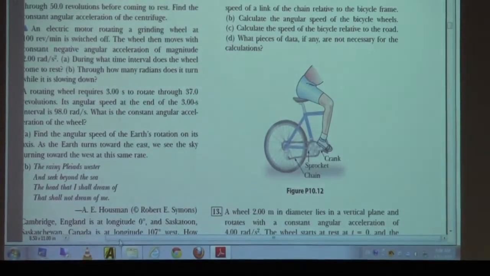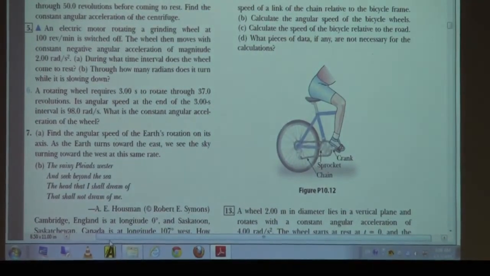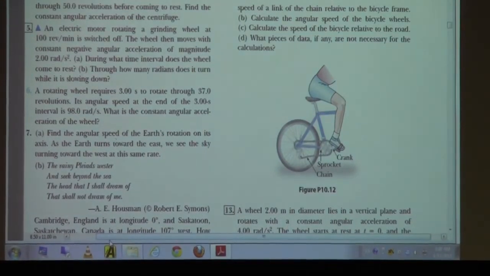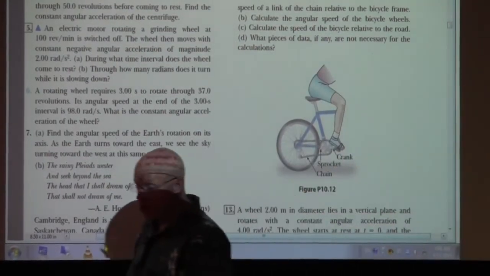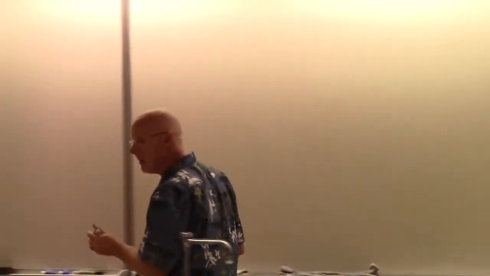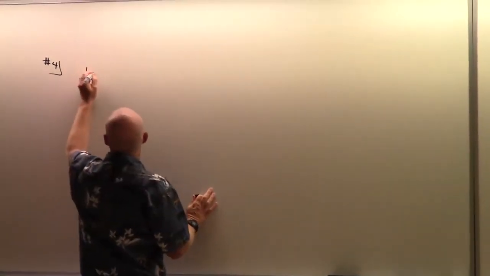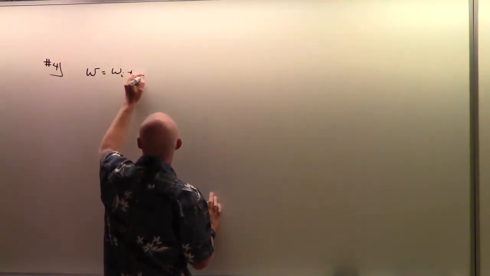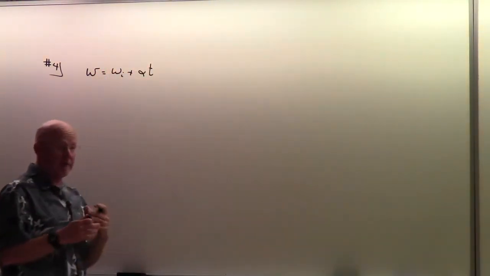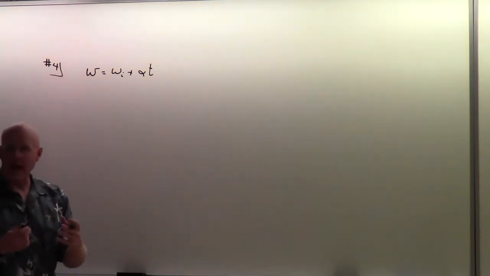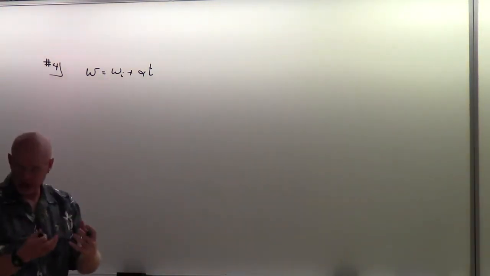It rotates through 50 revolutions before coming to rest. Find the constant angular acceleration of the centrifuge. Okay, so the good news here is they have told me it is a constant acceleration. And so the first thing that goes off in my mind is all of these kinematic equations that have the same form as our constant translational acceleration we wrote out at the beginning of this chapter.